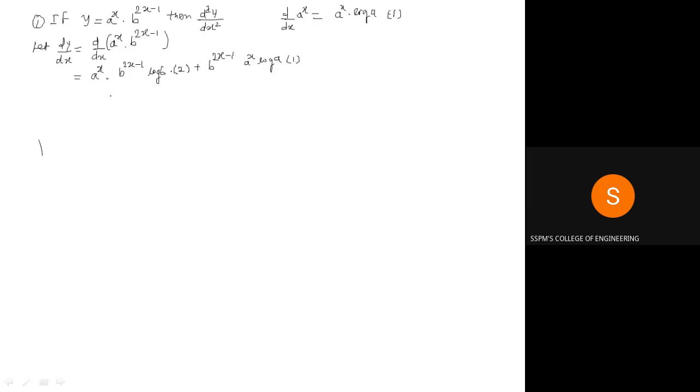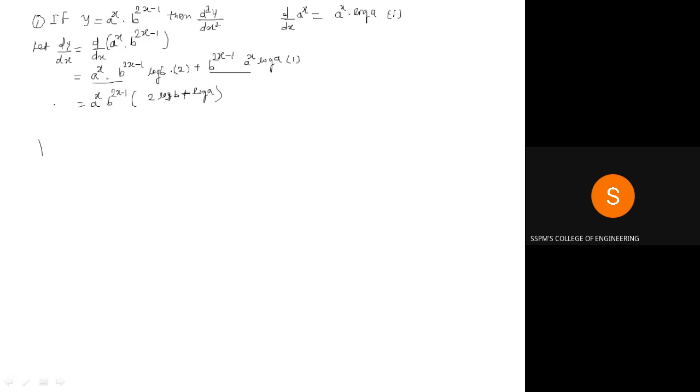Okay. So in this case, what is common to both? A raised to x into b raised to 2x minus 1. So these are the common terms between these two. Take them outside, and what is remaining? That is equal to a raised to x, b raised to 2x minus 1 into, what is remaining? 2 into log of b plus log of a. So it's the first derivative of the function with respect to x.